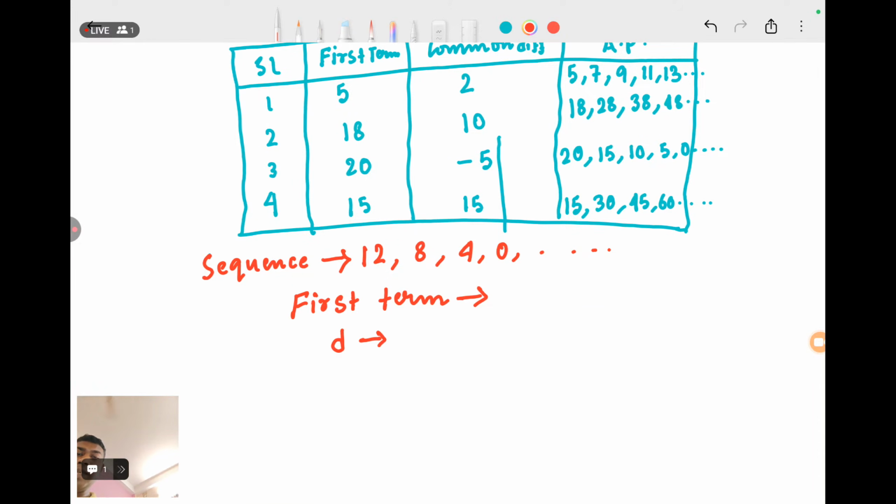Now you have to say me what is the first term of the sequence and common difference of the sequence. Can anyone say me?